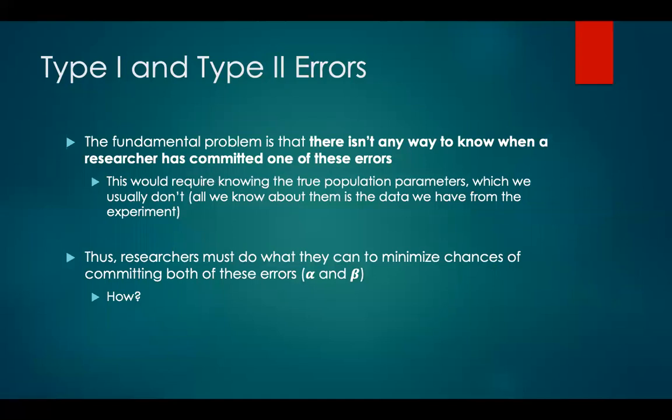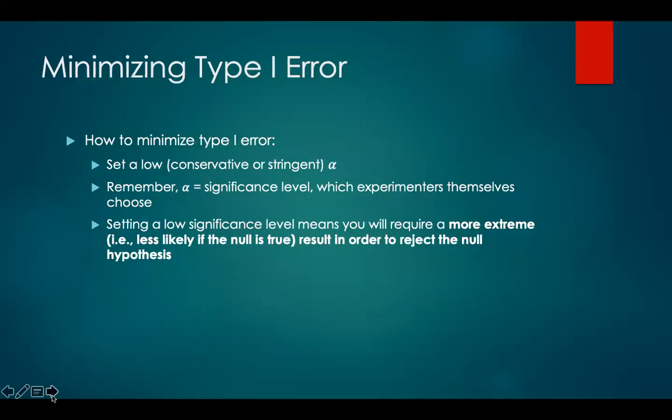Now, the fundamental problem here is that there isn't any way to know when a researcher has committed one of these errors. This would require knowing the true population parameters, which we usually don't. All we know about them is the data we have from the experiment. So all we have are estimates. Thus, researchers must do what they can to minimize the chances of committing both of these errors, both these alpha and beta errors. And how do they do that?